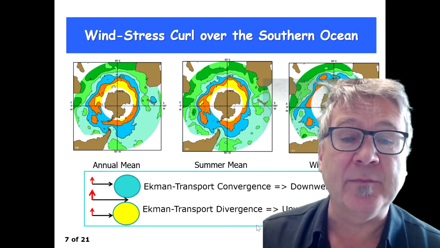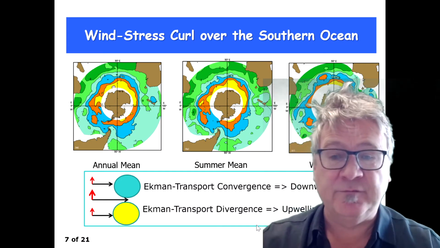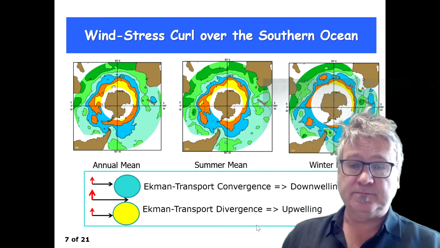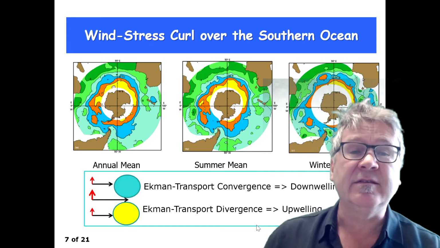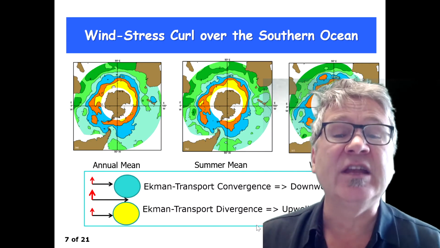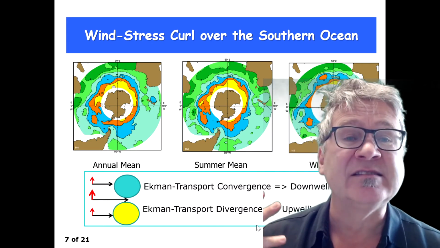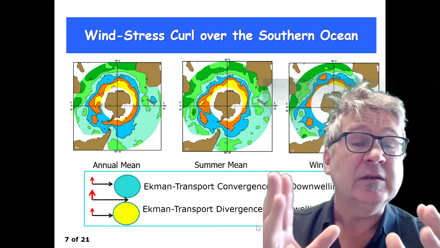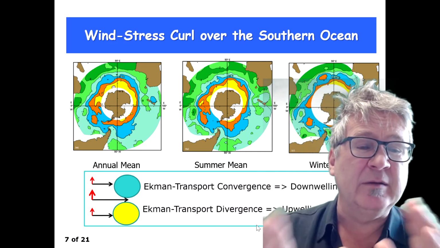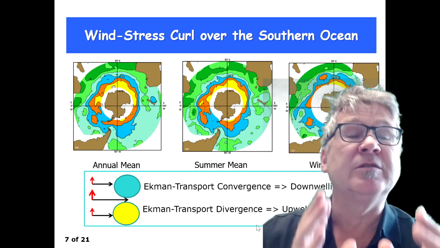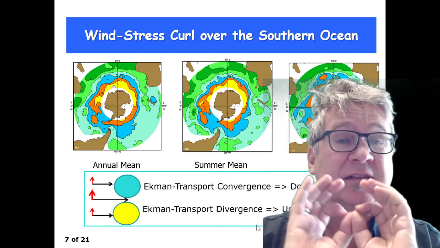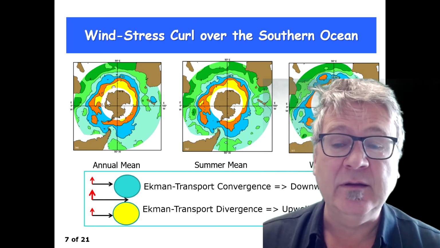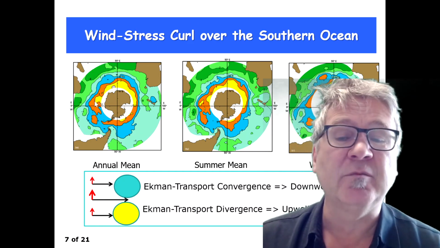So here are some other maps. In case you're confused about this, some other maps for the Southern Ocean, where from the wind stress we can calculate the wind stress curl. While it might be a little bit confusing here, the most important thing is that you can see a zero line. Can you see the zero line? Look at the leftmost figure.